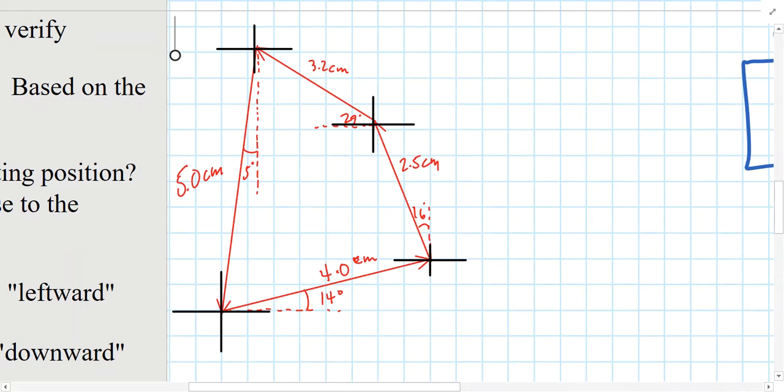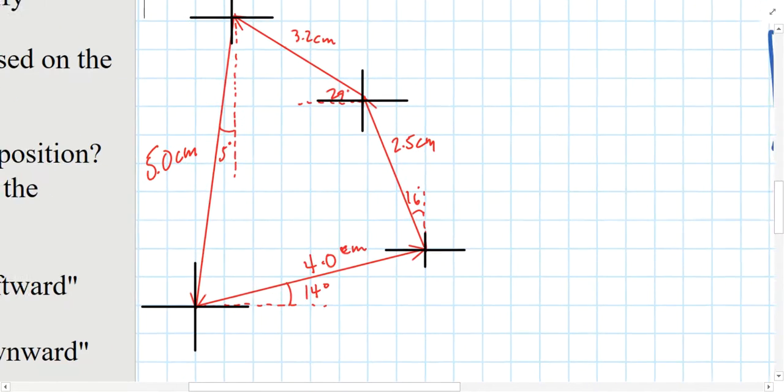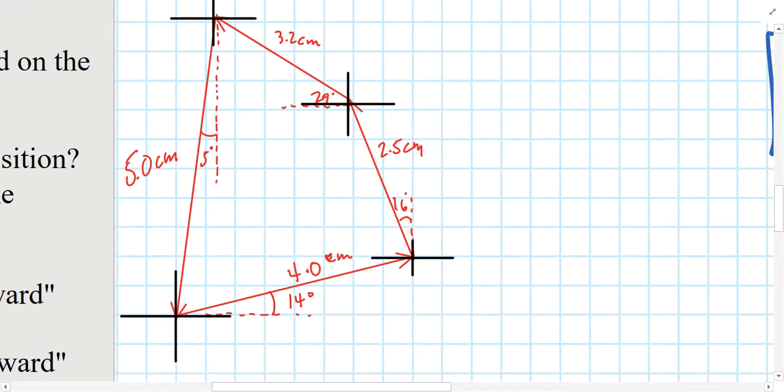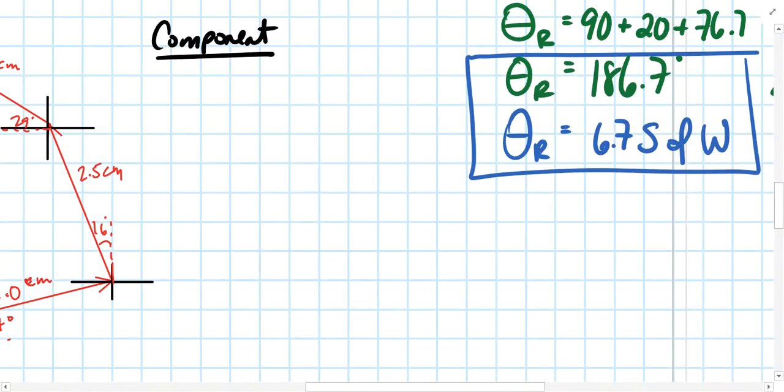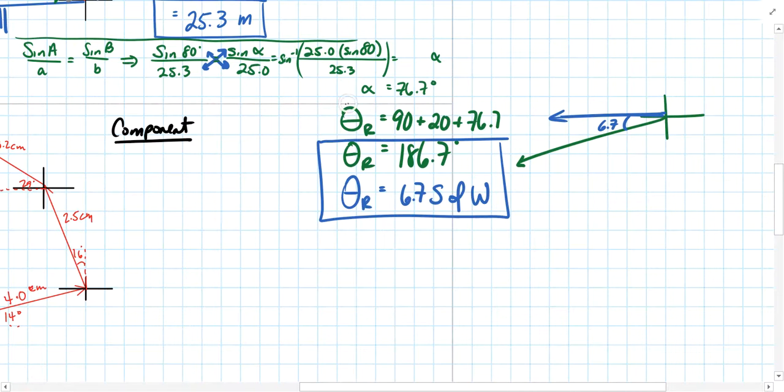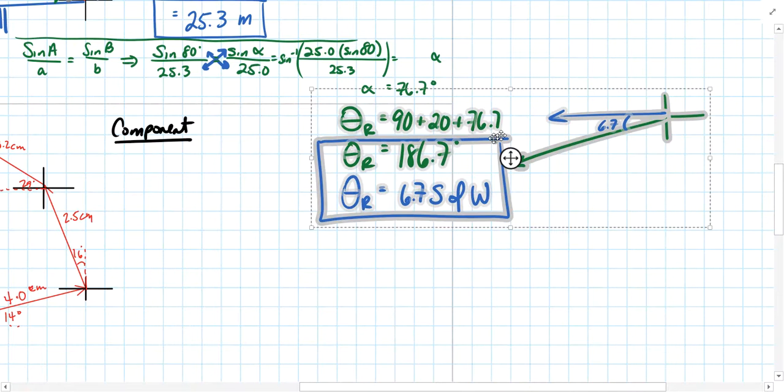Now again, with this rough sketch, if I traveled 2.5 centimeters and then 3.2 in this direction and 5 and 4, it kind of looks like this thing's going to return back to normal. So let's do the math and see if that's truly what happens. And we'll do the math this time using what we call the component method. I'm going to make some room. I'm going to move this from our last example off the screen just a little bit.